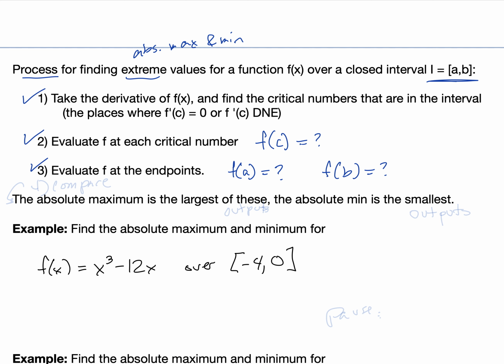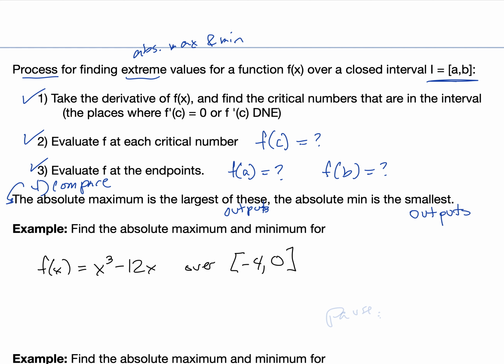So we compare those values, and the absolute maximum is the largest of these, and the absolute min is the smallest of these. So I guess really step 4 is compare. And when you compare those values, the absolute max is the largest of the outputs, and the absolute min is the smallest of these outputs.